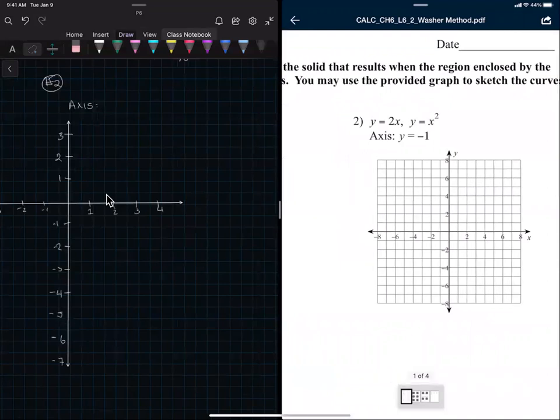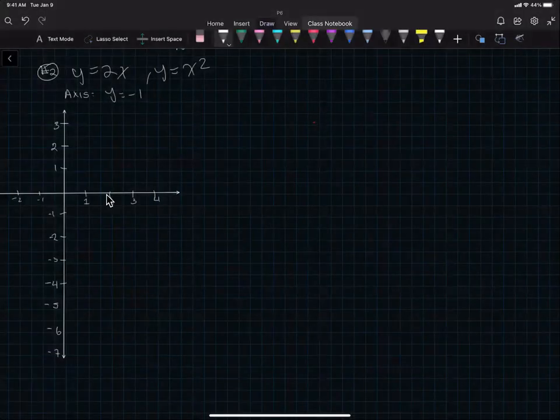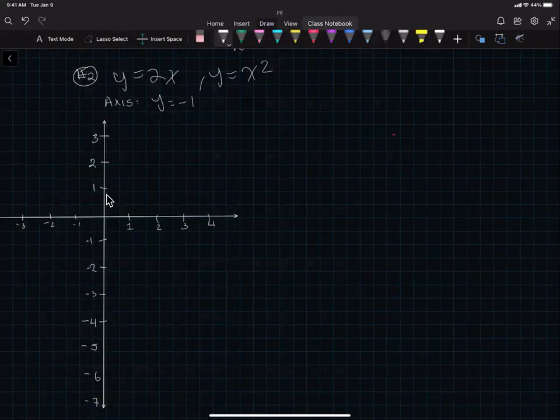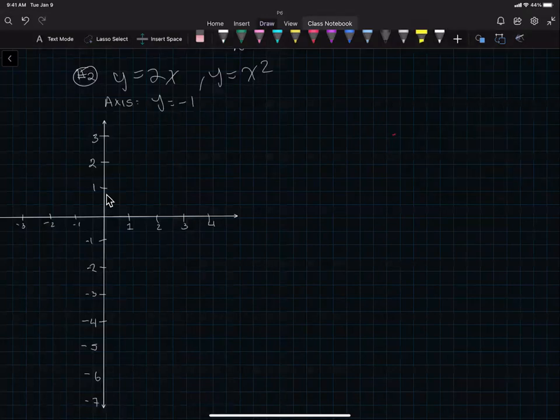Okay, number 2 is y equal to 2x and y equal to x squared, and the axis of rotation, y equal to -1. Okay, y equal to 2x, that's just going to be a line.